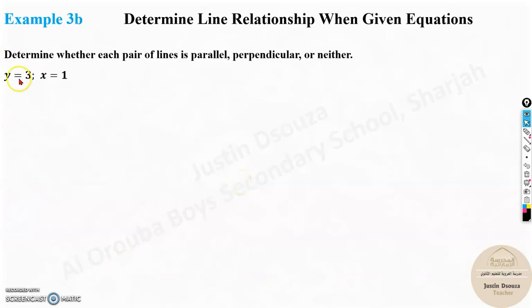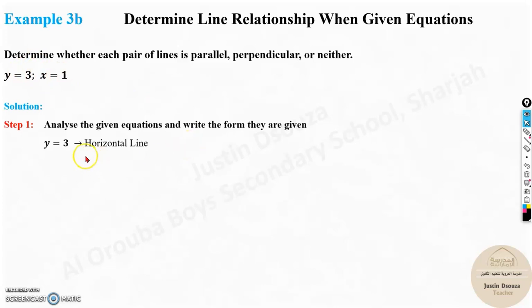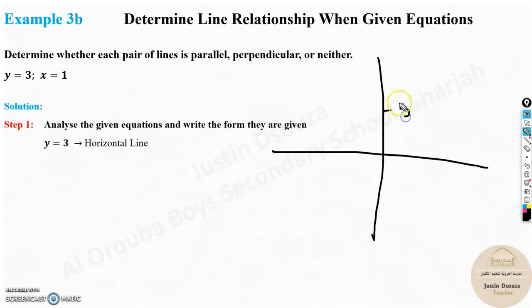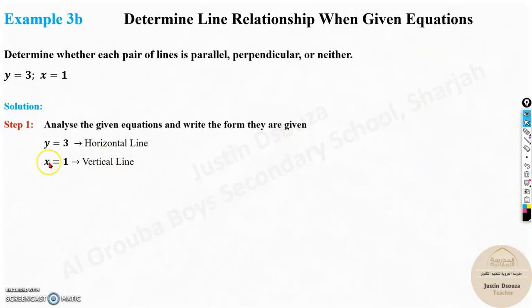Now, next one over here, another problem. We have y is equal to 3 and x is equal to 1. Now, this is a horizontal line. Whenever y is equal to 3, that means it's at 3. This is a horizontal line. And x is equal to 1 is a vertical line. So over here we have a horizontal and a vertical line.